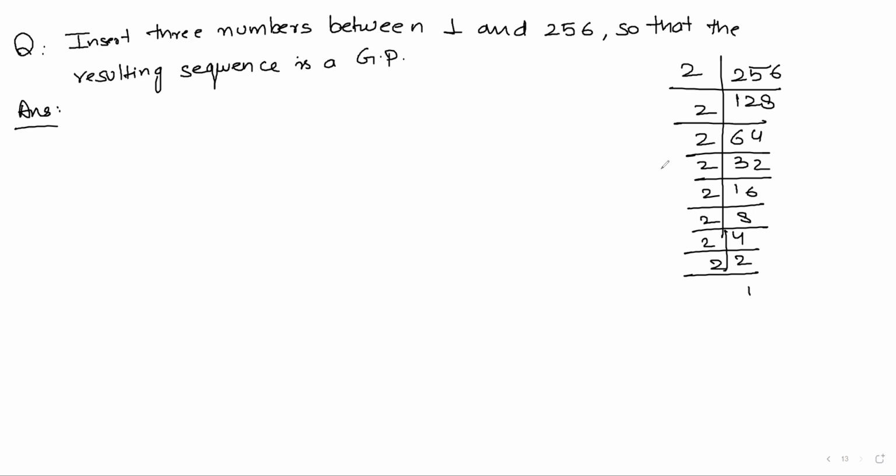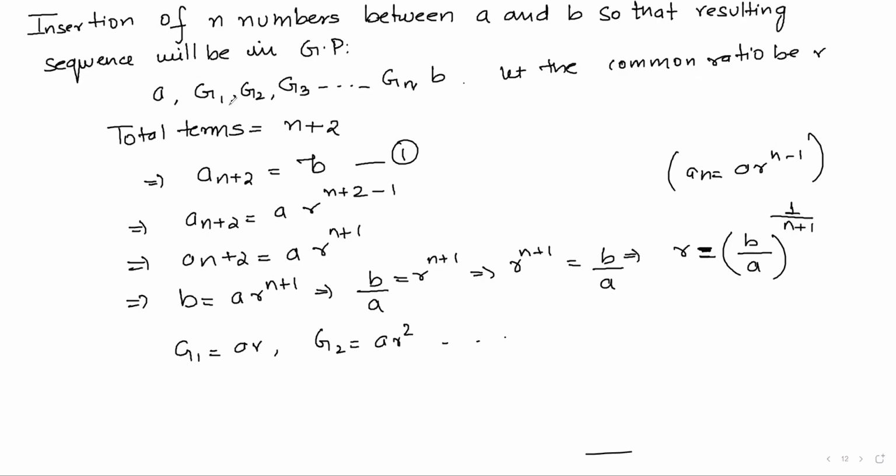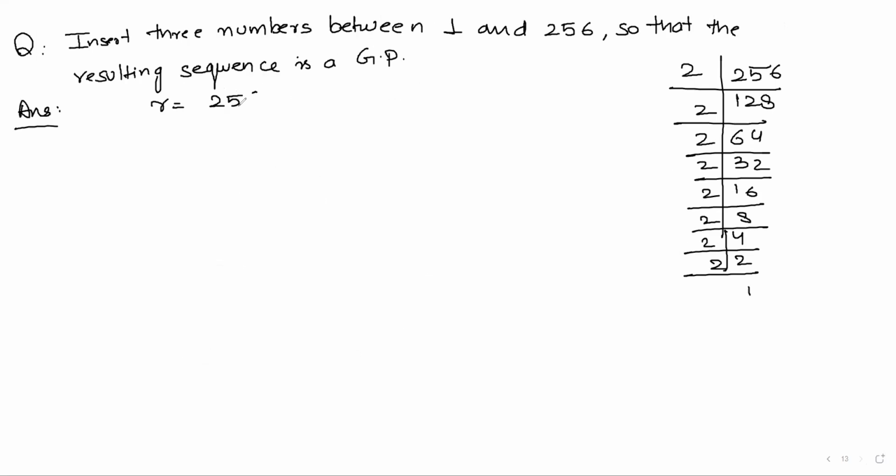Sir, we find R as B upon A power 1 upon n plus 1, so will we take 1 by B or 5? What will you take for n? Sir, total terms are 5. Yes, we will check this. What was n, the numbers we inserted? Okay sir, 3. We take 3. So in this case r is equal to 256 by 1 to the power 1 by, we have to insert 3 numbers, plus 1, so we get r is equal to 256 to the power 1 by 4. Now please try to solve it.